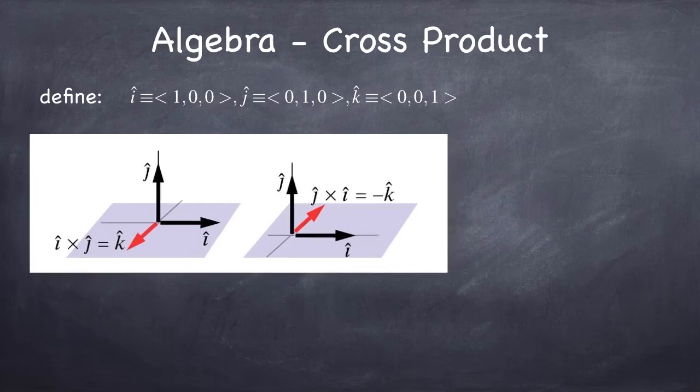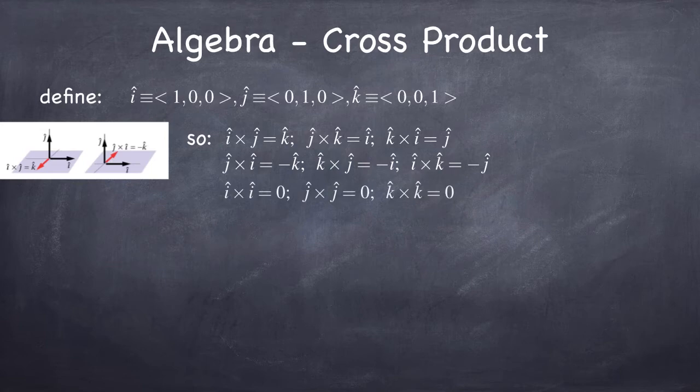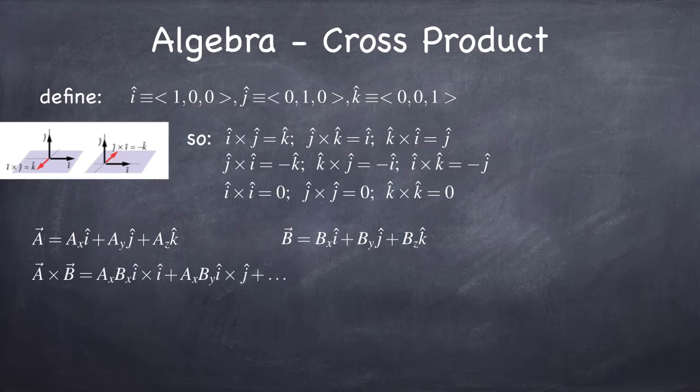And with those two rules, you can see that there are similar rules if you permute these by one: i cross j is k, j cross k is i, and k cross i is j, and the converse is j cross i is minus k, k cross j is minus i, and i cross k is minus j. And of course any vector crossed into itself gives you zero. So then you can write down two arbitrary vectors and compute their cross product by just going through all the combinations of i, j, and k crossed together.